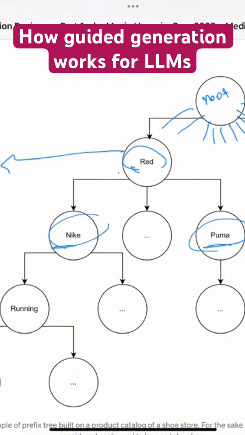So you go to red Nike and then it says, okay, I said red Nike, and then instead of running, hey, it may say exercise, right? But when it wants to go to exercise, there is no exercise, right? So the only thing to select from is running, or let's say something else like workout. So basically the LLM cannot output something that's not in your database.